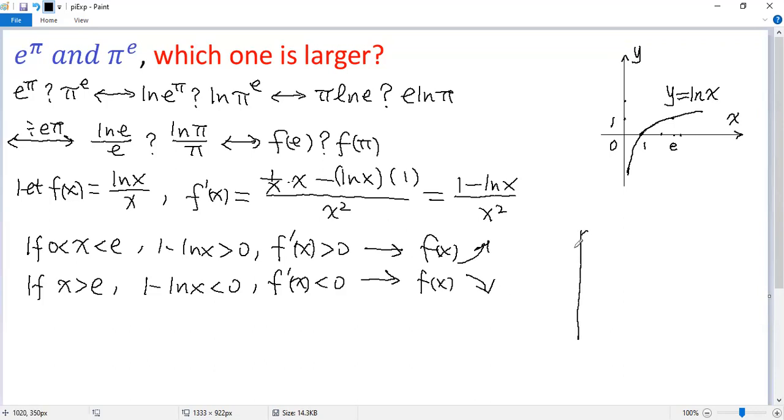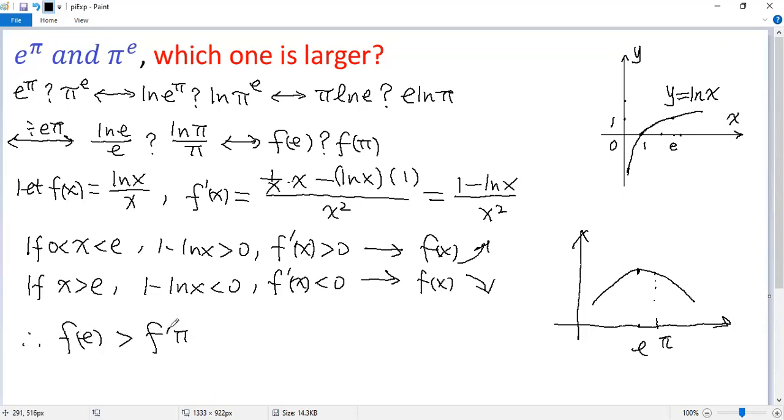Actually, we can sketch the graph. So, for example, here is e. Then when x is less than e, increasing. When x is greater than e, decreasing. That means x equals e is a maximum point. And we know pi is on the right side of e, right? So I would say f(e) is greater than f(pi).